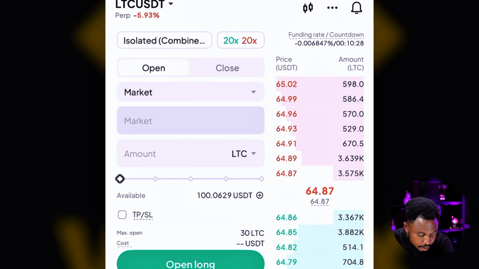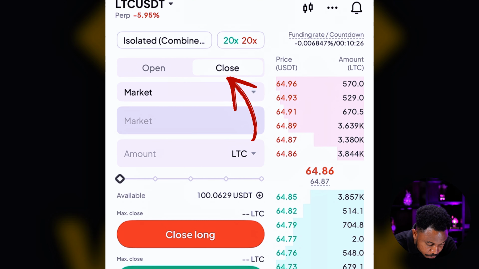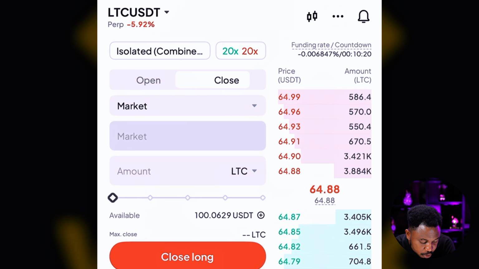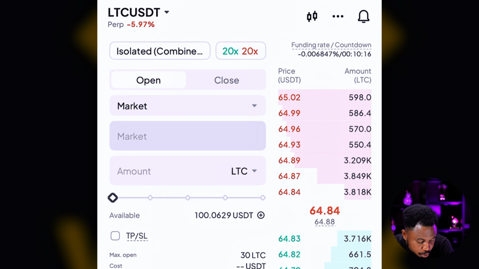All right, next you can see open and you can see close. So you're going to leave it at open. Open is basically when you want to open a particular trade, and close is when you want to close it, but you necessarily do not need the close when you want to close a trade. I'm going to show you that as I will enter a live trade in this video.